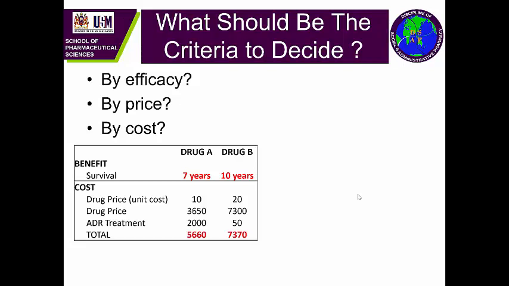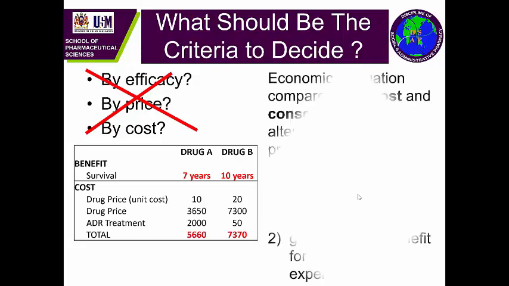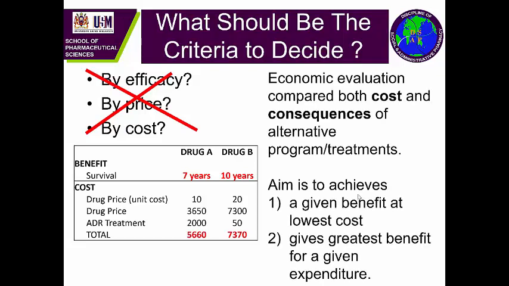If you are looking at efficacy alone, you might have one conclusion. If you are looking at the total cost, you might have another different conclusion. So what we know by now is that we might not be able to rely on one single criteria alone. Because of this, what we need in order to help us make informed decisions is a tool that can combine both information. And this tool is what we call economic evaluation.